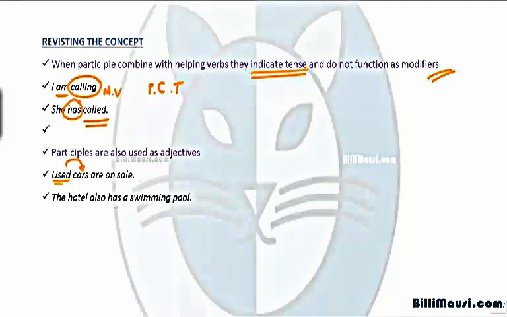The hotel also has a swimming pool. So swimming is the participle here, and it is qualifying pool, describing pool, giving more information about pool. We can also see it in this fashion. The hotel has a pool. What kind of pool? A swimming pool. So the participle is behaving as an adjective here.